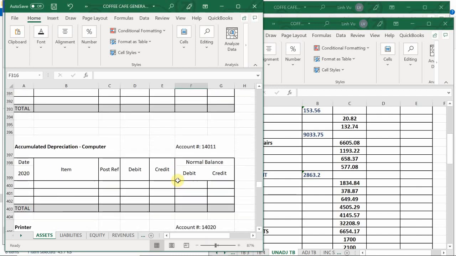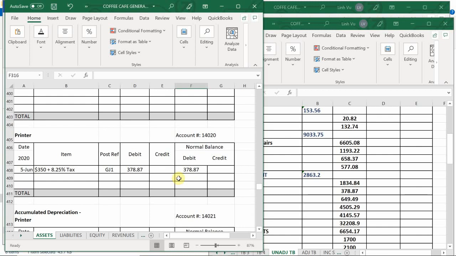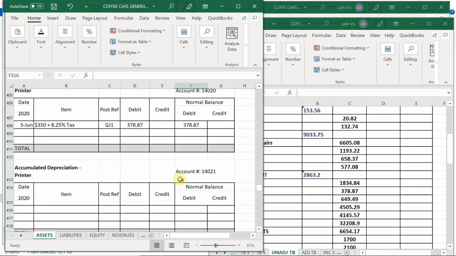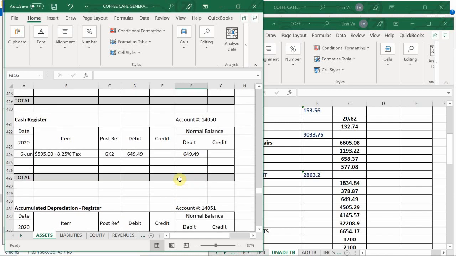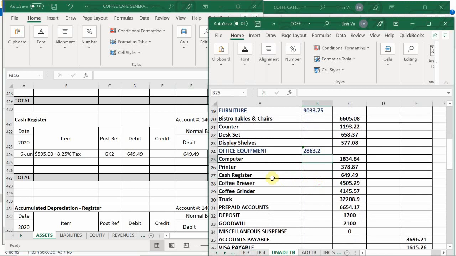1,834.84. Good. So that's still the same. My printer is still 378.87. And then last but not least, my register is still 649.49. Yeah. Therefore, my total amount of office equipment is still 2,863 and 20 cents. Okay.